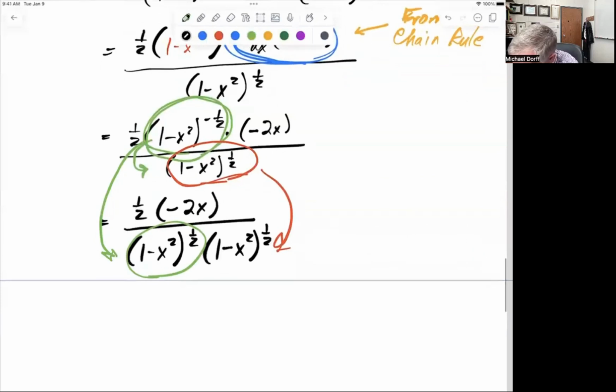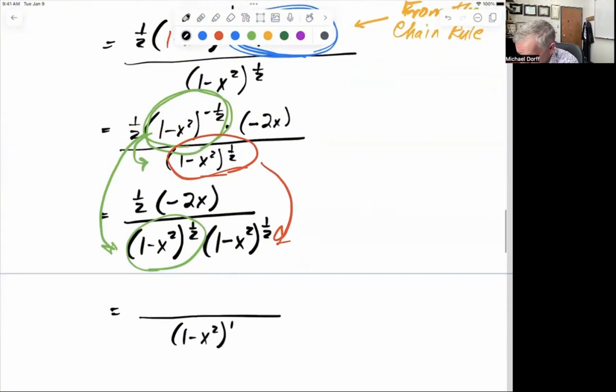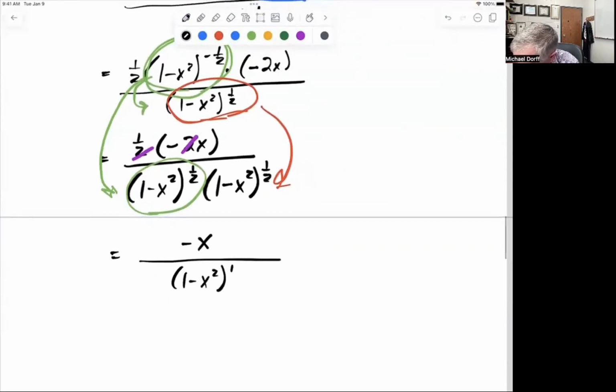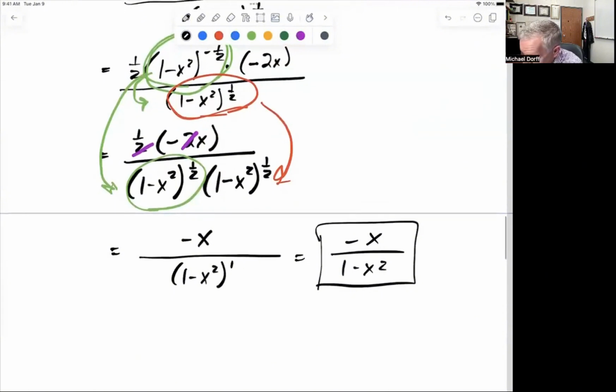Then when I combine those together, in the denominator, I've got 1 minus x squared to the 1/2 times 1 minus x squared to the 1/2. So that just gives me 1 minus x squared to the 1 power, because I just add the exponents. And in the numerator, I can cancel out the 2's so that I end up with a negative x on the top. And so then I can just write that as negative x over 1 minus x squared. And that's my answer. Now, there's another way to do this.